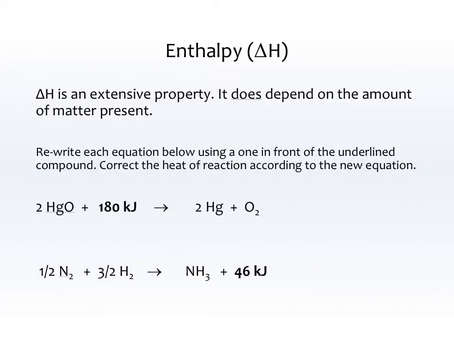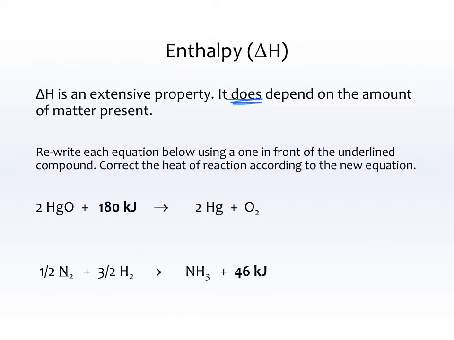So now delta H is an extensive property. Extensive property means it does depend on the amount of matter present. So if you were going to double the reaction, say double the moles of mercury, then you'll need double the heat. Or half the moles, then you'll need half the heat.